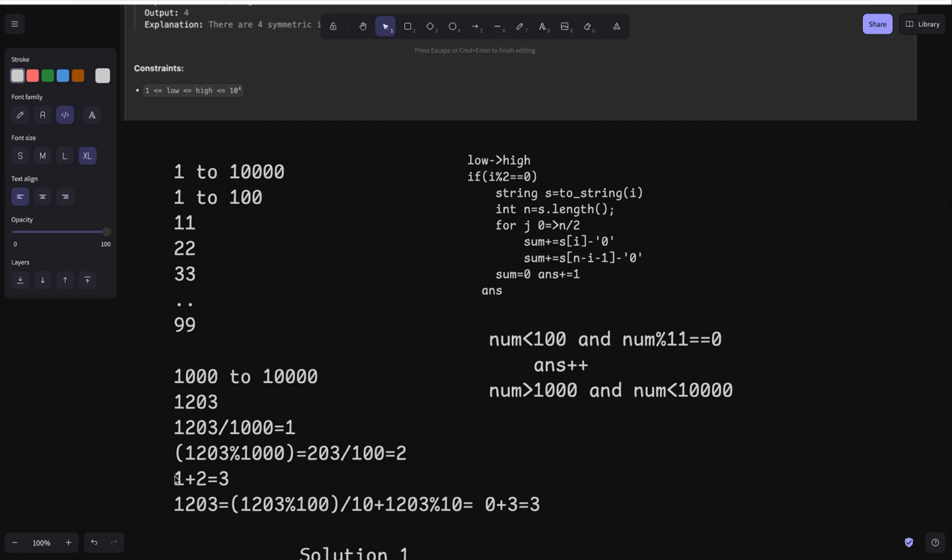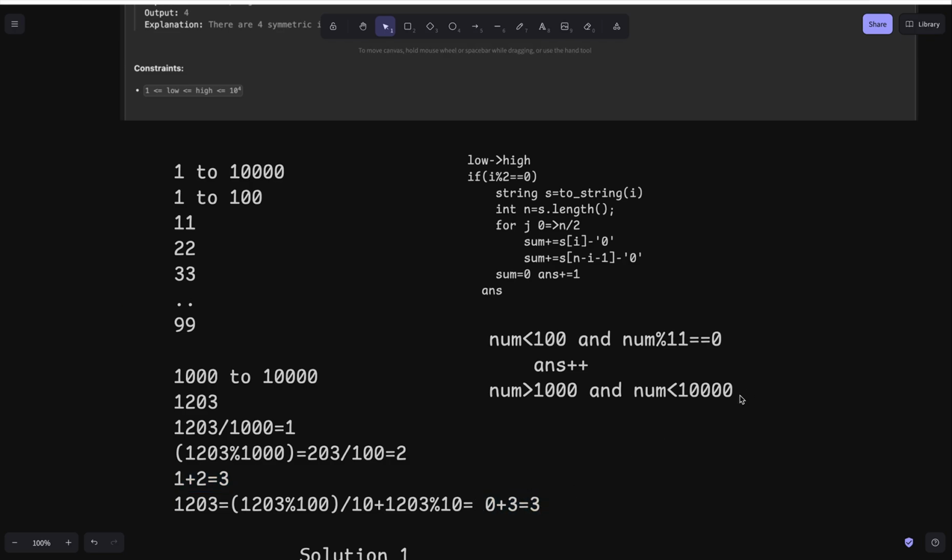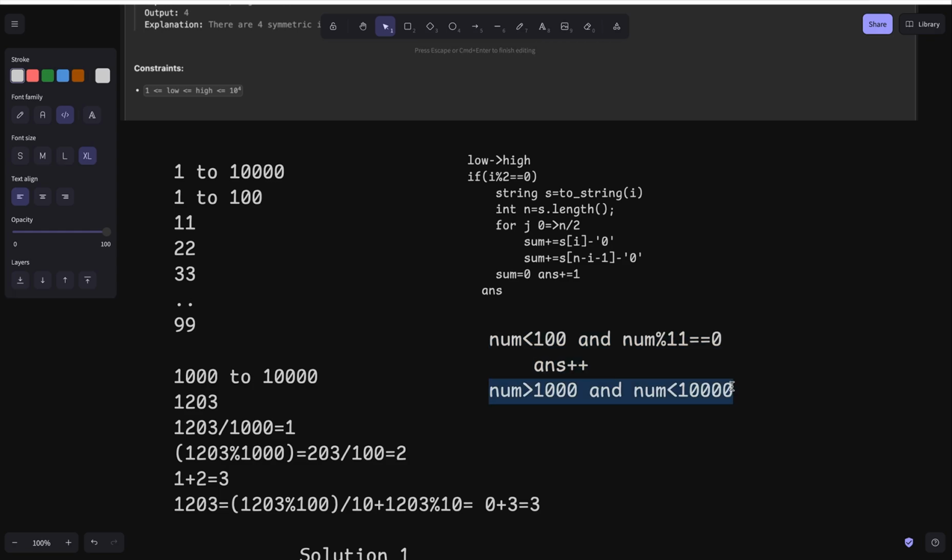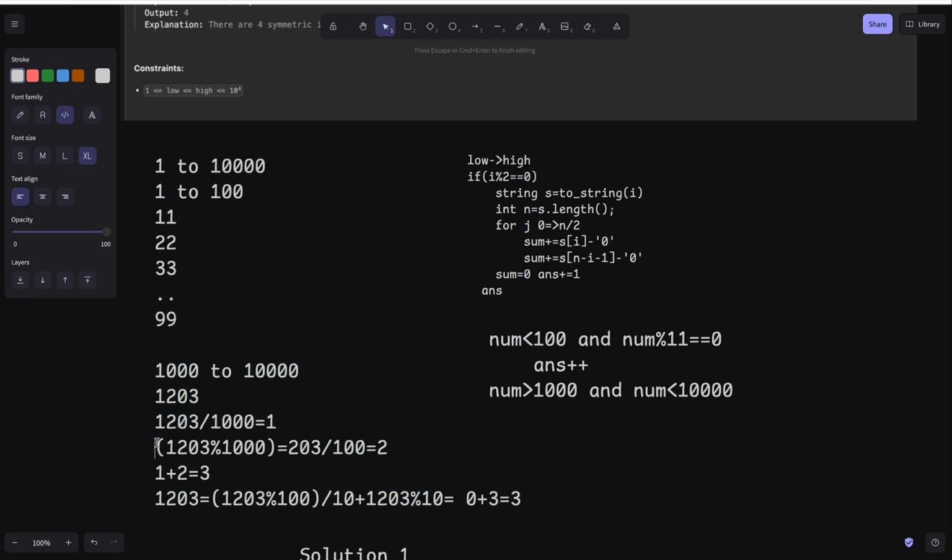Now we have got this left sum, we have got this right sum. We will check if left sum is equal to right sum. If it is, then we will increment our answer. So in this case, what we need to do, I will just copy paste this thing. So this is our first step, and after modulus we are also dividing by 100. So instead of 1203, you can put your num here.